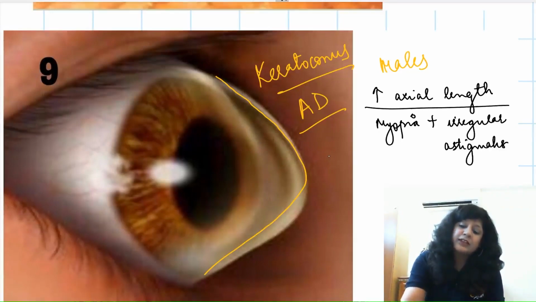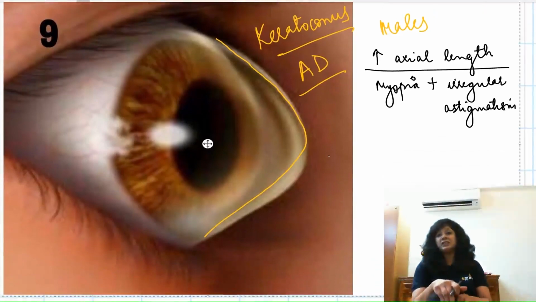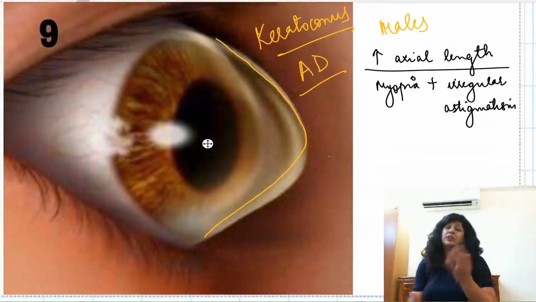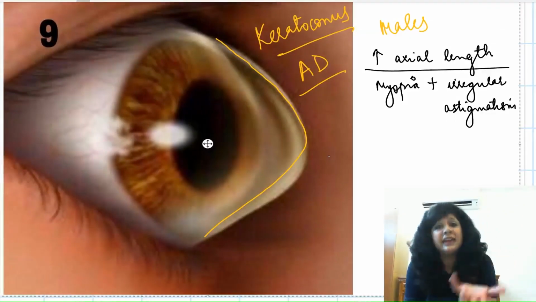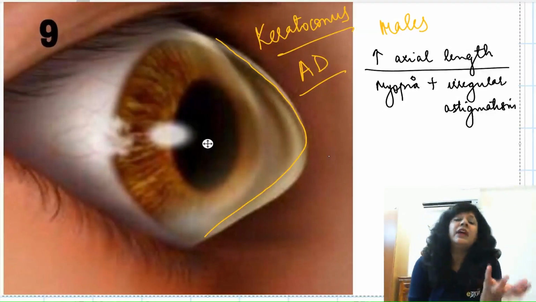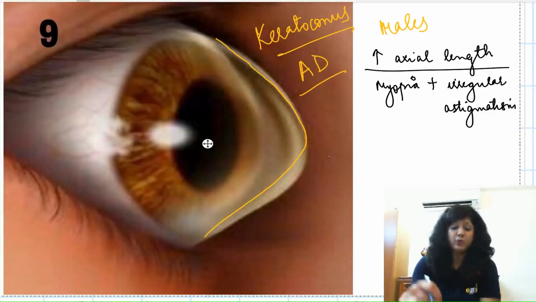So recently I had posted a question also on this, that what kind of refractive status this patient is expected to have. This patient is expected to have myopia, usually high degrees of myopia, along with irregular astigmatism. This is a case of keratoconus.